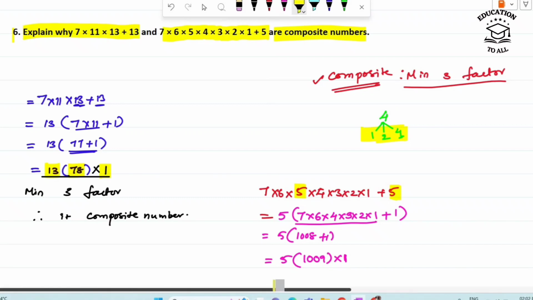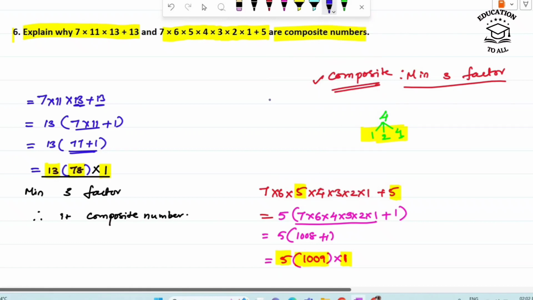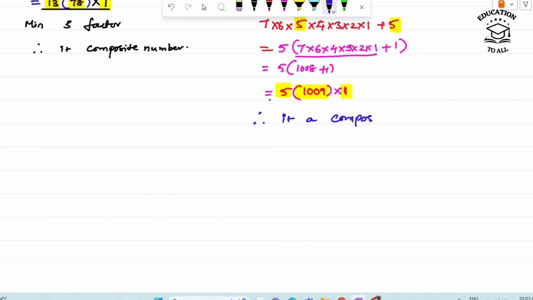Also every number has 1 as a common factor. Now check how many factors it has: 5, 1009 and 1. Now can I say it is a composite number? Definitely yes. Therefore it is a composite number. Got it? I hope you understand.